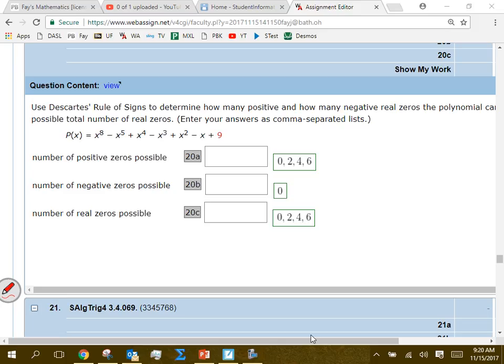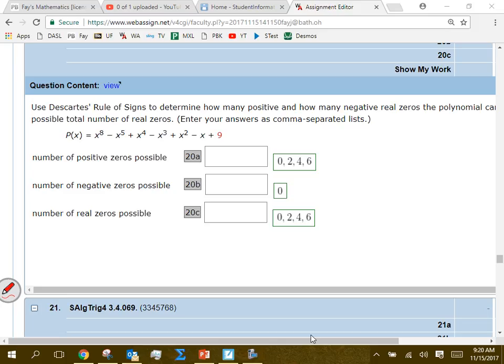Okay? So start with 6, remove 2 from it, you could have 4. Remove 2 from that, you could have 2. Remove 2 from that, you could have 0. And if I remove 2 from that, I get to the negatives, right? I can't have negative values for it. So 6, 4, 2, and 0 are my only possible positive zeros.